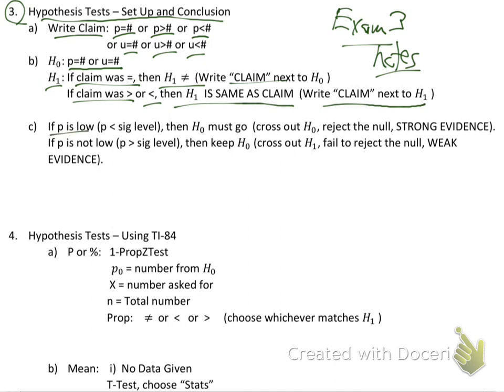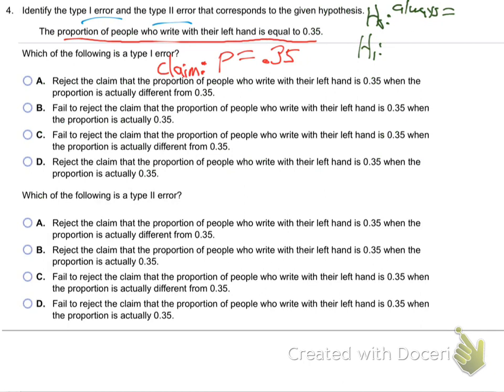And then it tells you if the P is low, then H0 must go. Cross out H0, reject the null, strong evidence. If P is not low, greater than the significance level, then keep the null, cross out H1, fail to reject, weak evidence. So I'm giving you the pattern for every null hypothesis right there. So let's go back to the questions. Those exam 3 notes will really help you for exam 3.